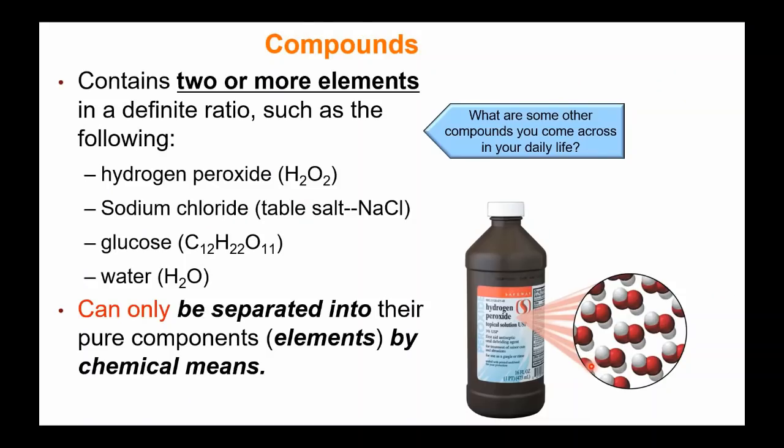Compounds contain 2 or more elements in a definite ratio. For example, we've got hydrogen peroxide, which has 2 hydrogens and 2 oxygens, sodium chloride, which is table salt, glucose, and water. These can only be separated into their pure components or elements by chemical means. What are some other compounds that you might come across in your daily life? What are they used for?